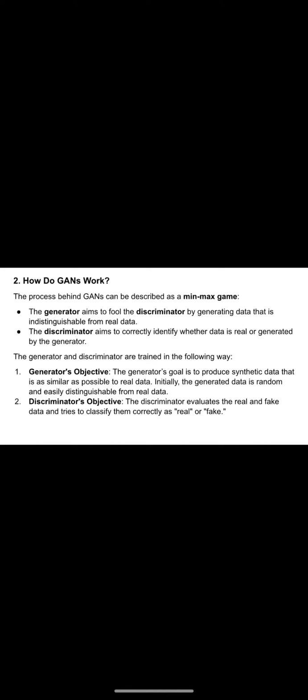First one is generator's objectives. The generator's goal is to produce synthetic data that is as similar as possible to real data. Initially, the generated data is random and easily distinguishable from real data. Second one, discriminator's objectives. The discriminator evaluates the real and fake data and tries to classify them correctly as real or fake.